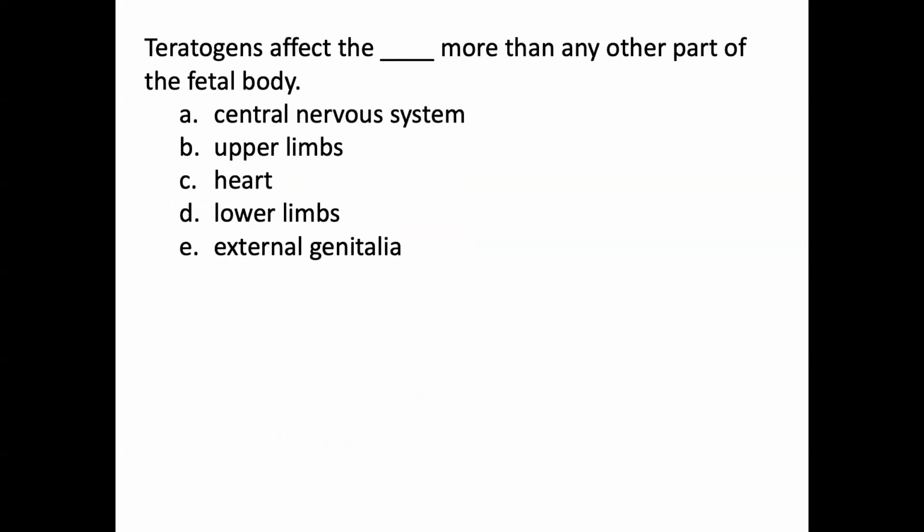Okay, this is the last slide, showing a teratogen affects what more than any other part of the fetal body. We have played this already. That's the central nervous system. The answer is A. Okay, next.